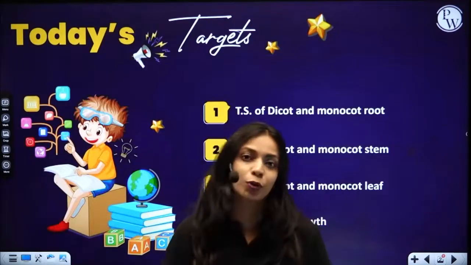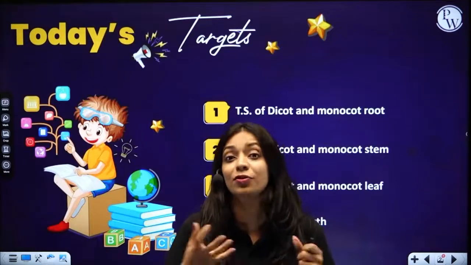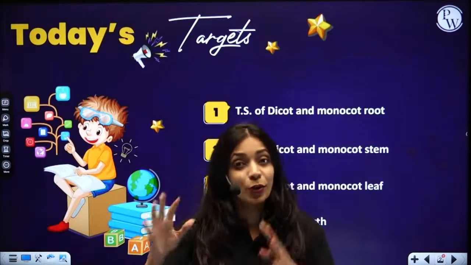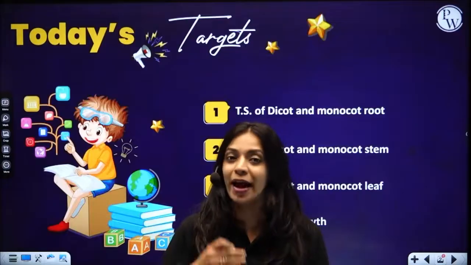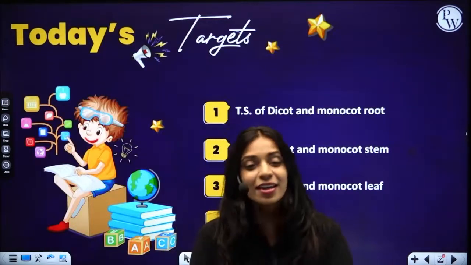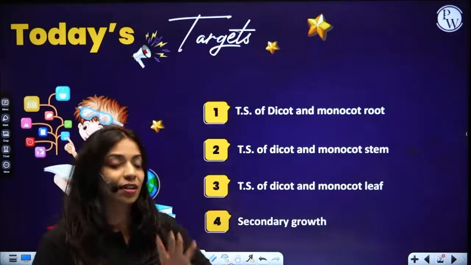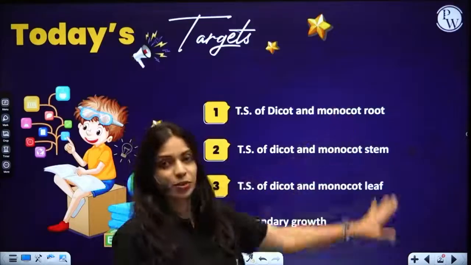So what we're going to do is take extremely thin sections, extremely thin slices of the different plant parts, observe them under the microscope and find out what are the different tissues that you can find in plants. Okay, so in today's session, we're going to start off by learning about the transverse section of dicot as well as monocot root.